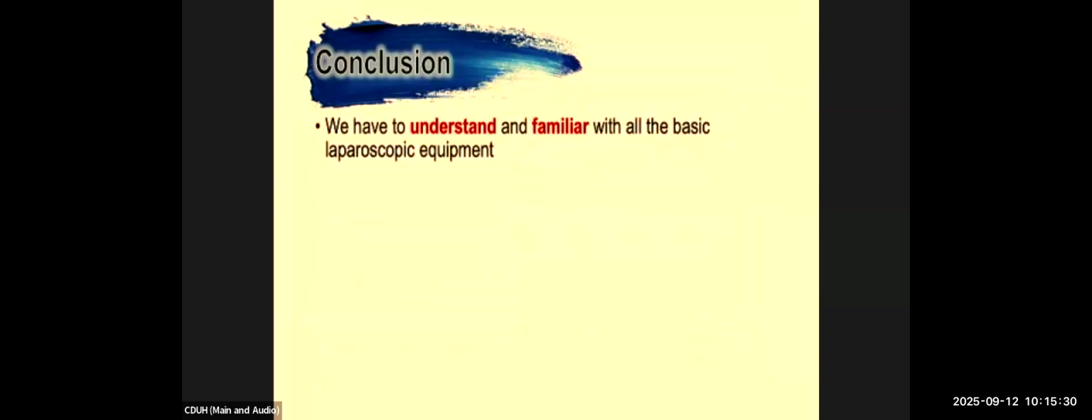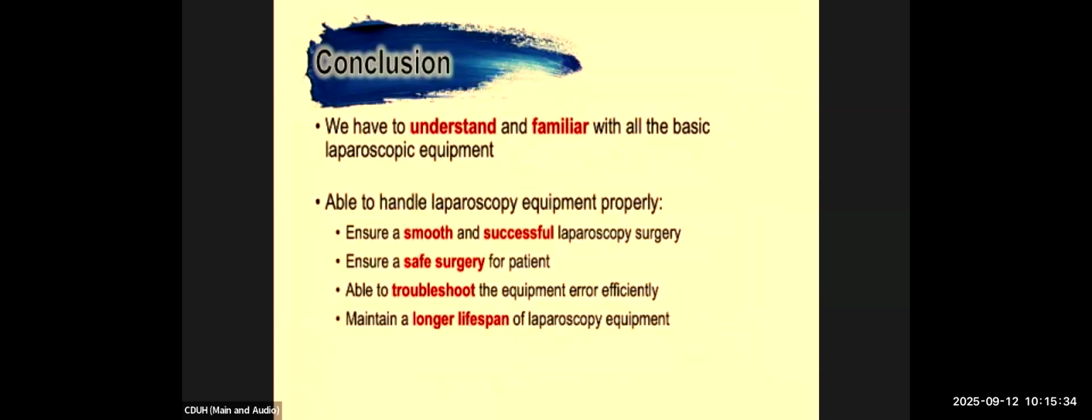So in conclusion, we have to understand and be familiar with all the basic laparoscopic equipment, so that we are able to handle laparoscopy equipment properly to ensure a smooth and successful surgery, and to ensure a safe surgery, and be able to troubleshoot equipment errors efficiently, and also to maintain a longer lifespan of the laparoscopy equipment.